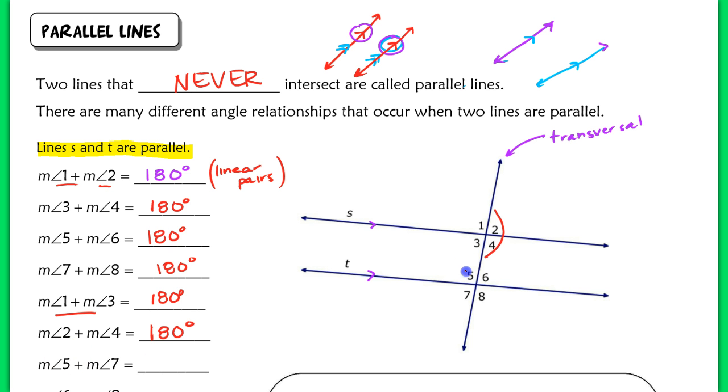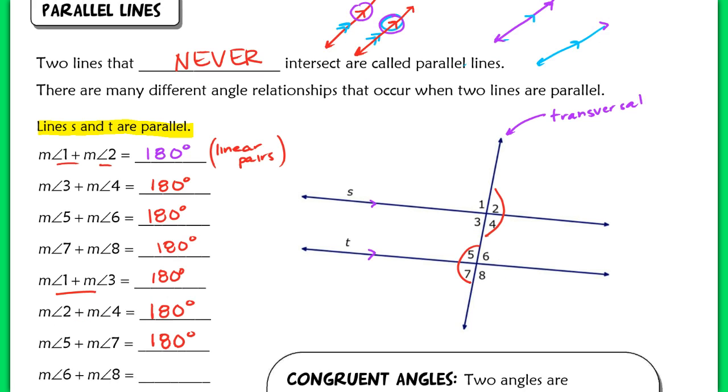5 and 7, another linear pair here. We have those two angles adding up to 180 degrees as well. And finally, we're supposed to fill in the blank here for angles 6 and 8. So if we add the measure of angle 6 plus the measure of angle 8, what do you know? We also get 180 degrees.